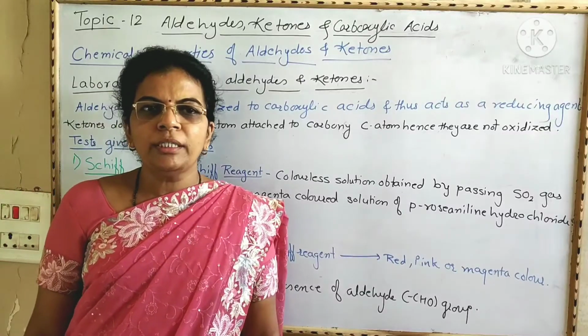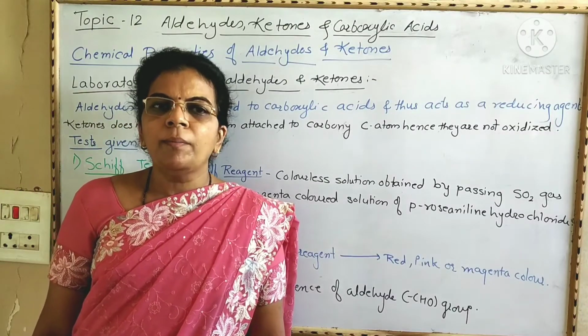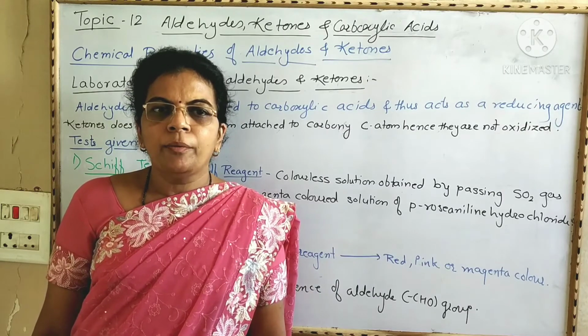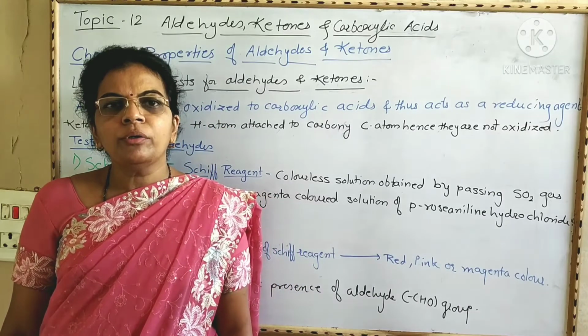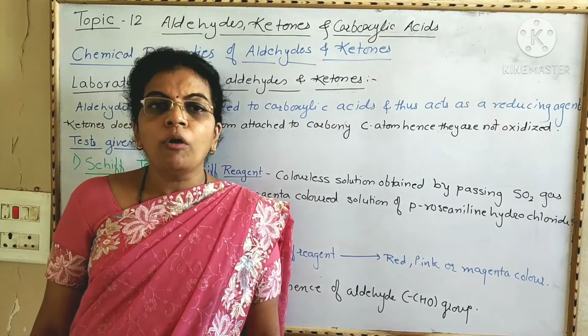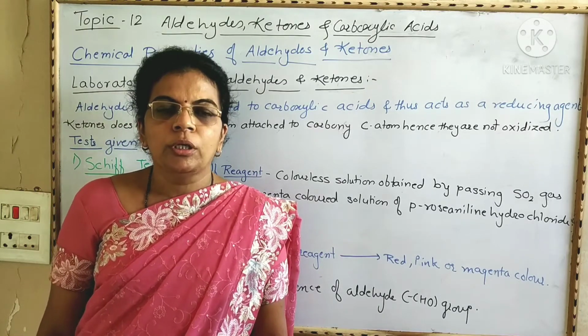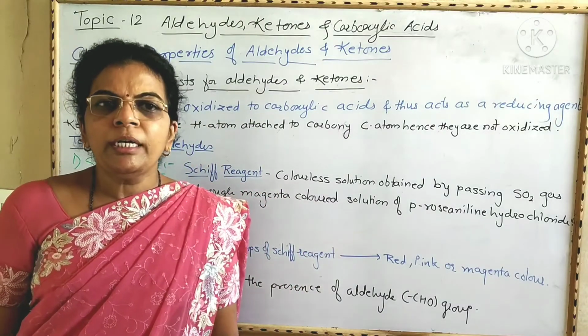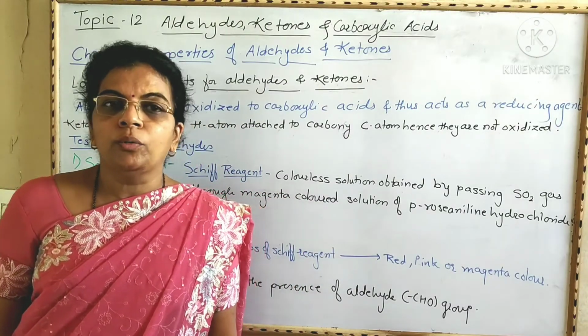Good morning, students. Last time we completed the physical properties of aldehydes, ketones and carboxylic acids. Now we are going to start the chemical properties of aldehydes and ketones. In this, the first property we are going to see is the laboratory test for aldehydes and ketones.